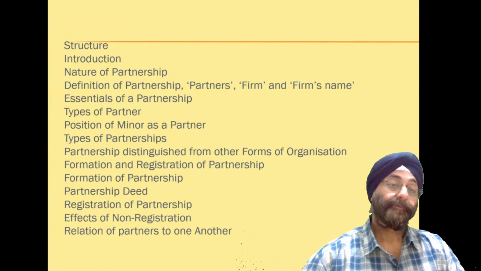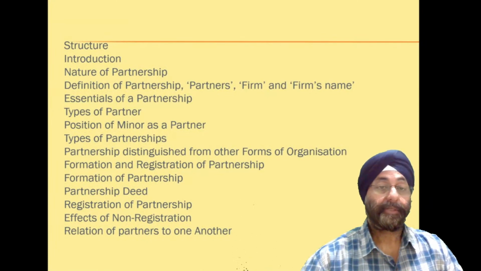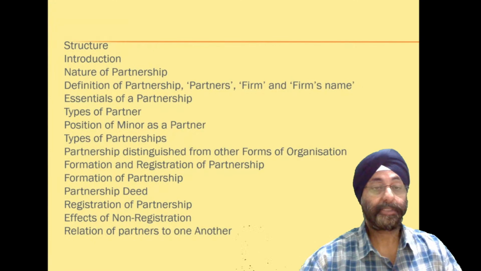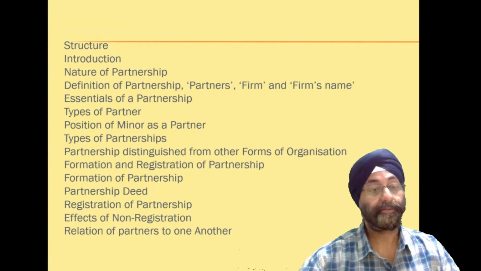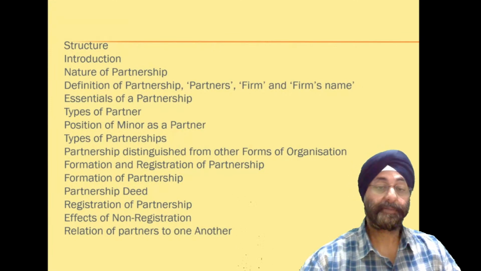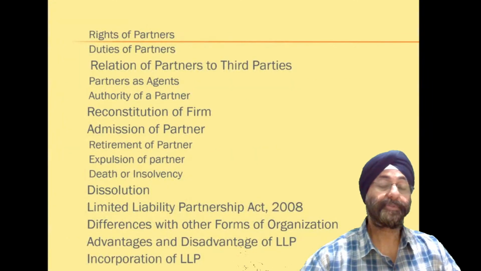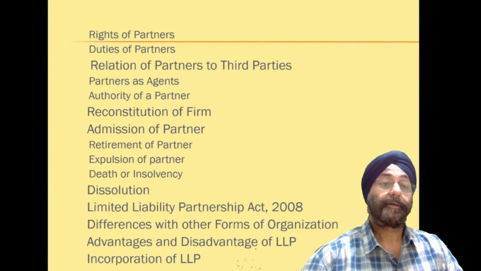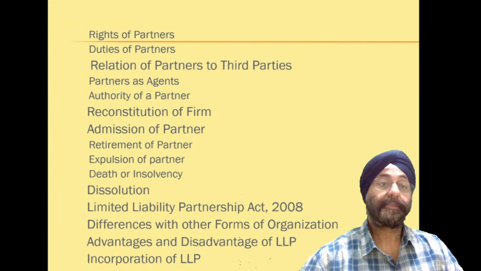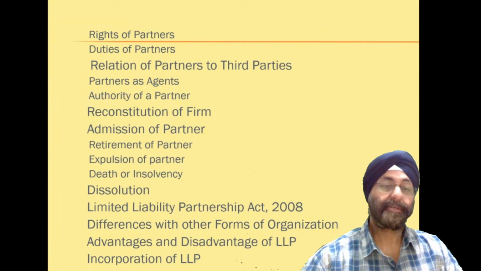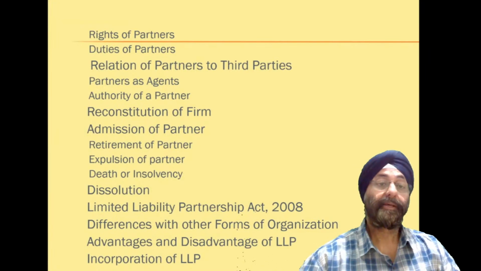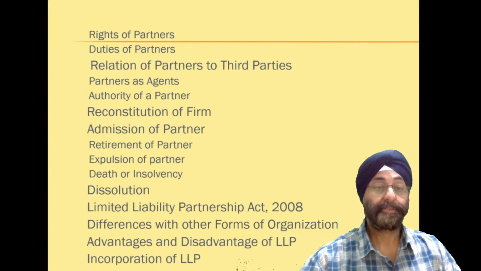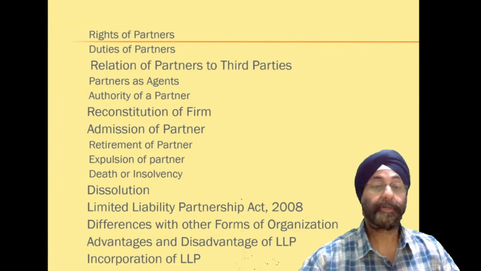So, when we talk about the structure: introduction, nature of partnership, definition of partnership, essentials of partnership, types of partners, position of a minor as a partner, types of partnership, and partnership distinguished from other business organizations. After the rest of the things, the rights of partners, duties of partners, relation of the partners to third parties, partners as agents, and authority of partners, and reconstitution of firms.